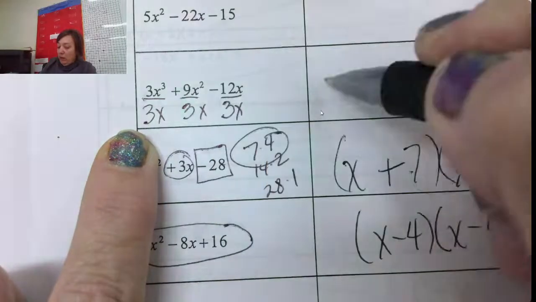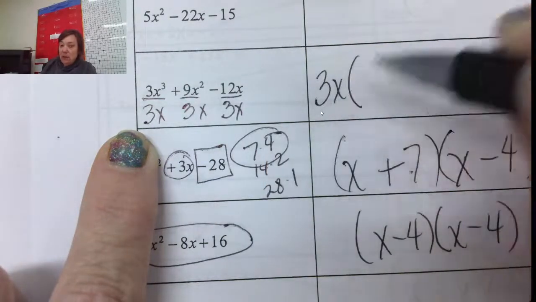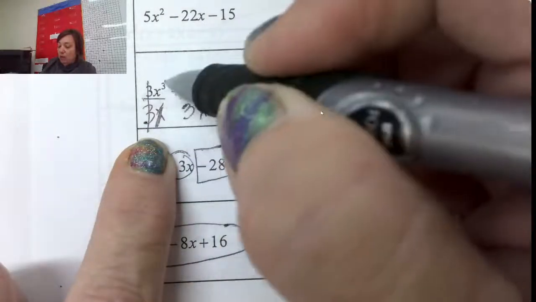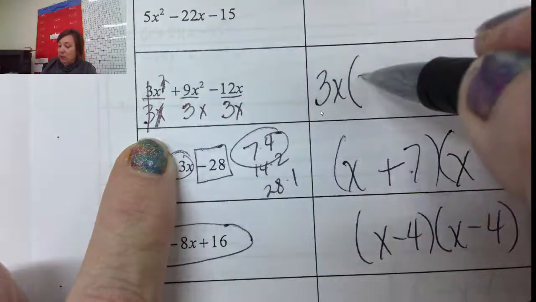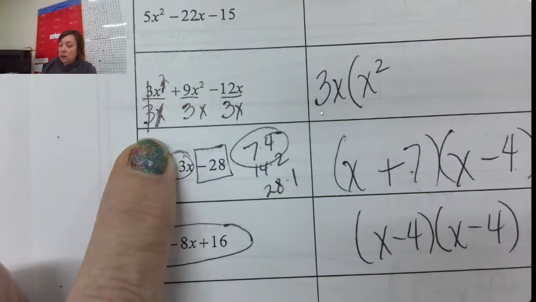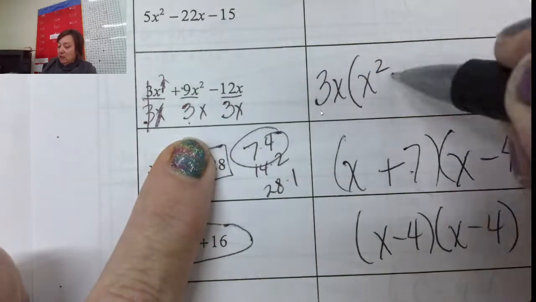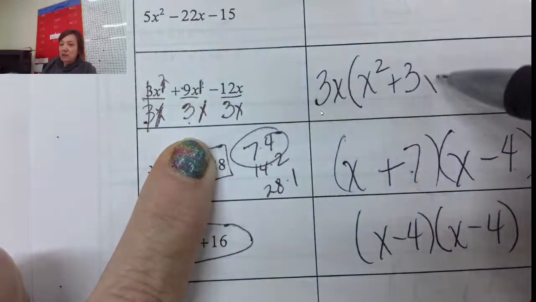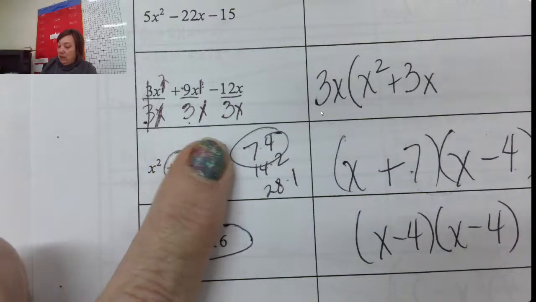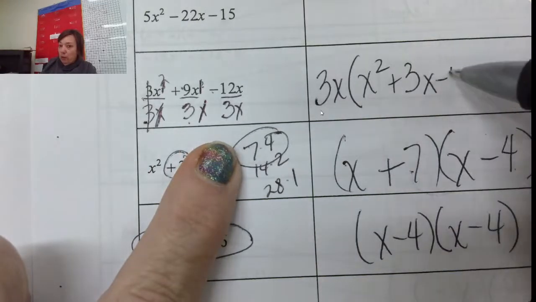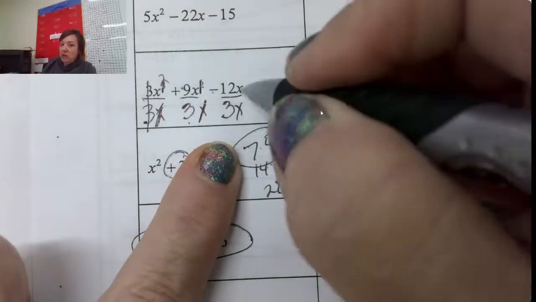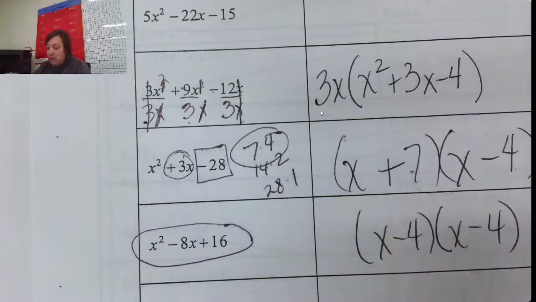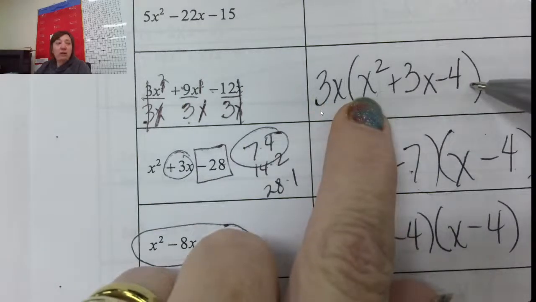So when we do that, we're going to have 3x on the outside, right? And then this 3 and that 3 cancel. This x cancels one of those x's and leaves us with x squared. 9 divided by 3 gives us 3. This x cancels one of those x's and leaves us with x. Negative 12 divided by 3 is negative 4. And that x cancels out. So now we've got this. And this is a trinomial, and we might be able to factor that trinomial.